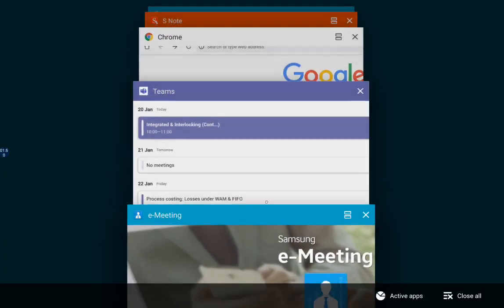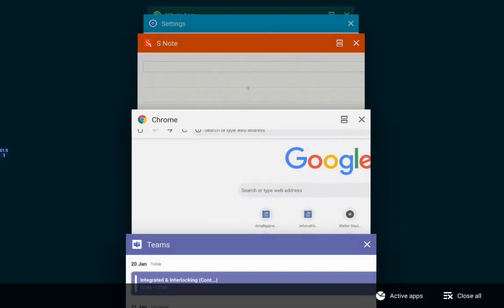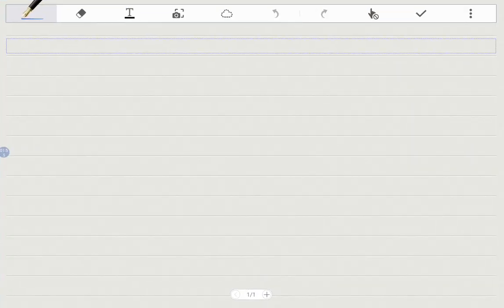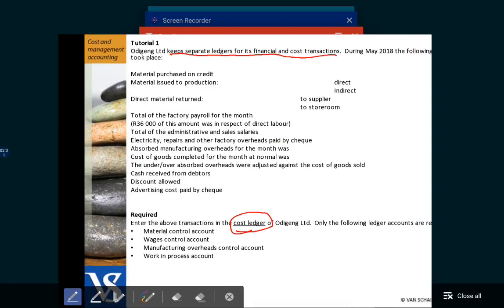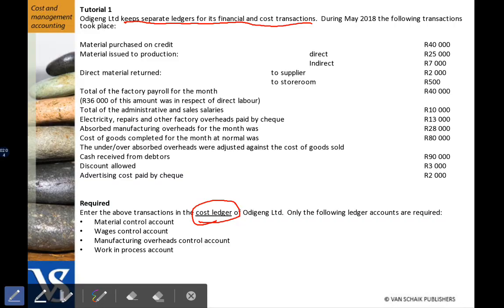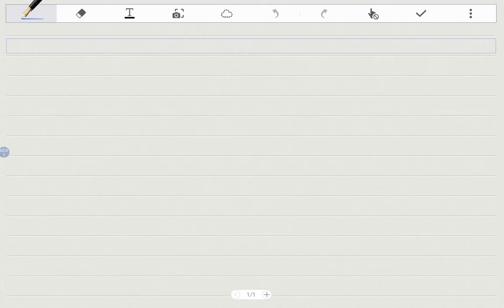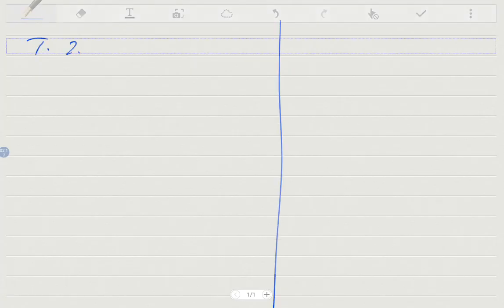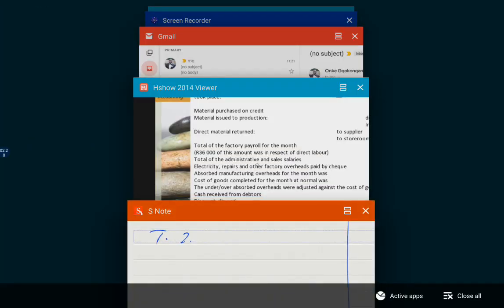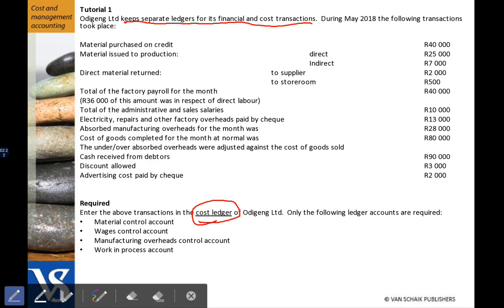Okay, let's open up our writing pad. Looking at the question here, it is named tutorial 1. You'll find these questions on your Teams, if you look under your files, they are there. So we'll look at this tutorial 1, and if you read, we are only required to open our transactions. Let's go back and check: material, wage, manufacturing overheads, work in process. So basically we're going to open up the production accounts.